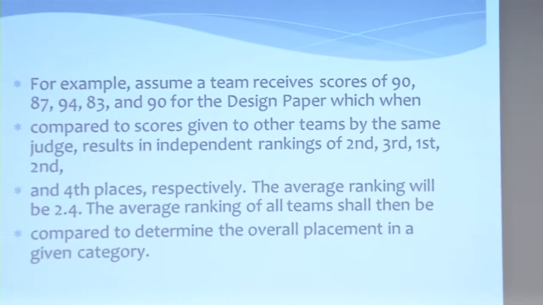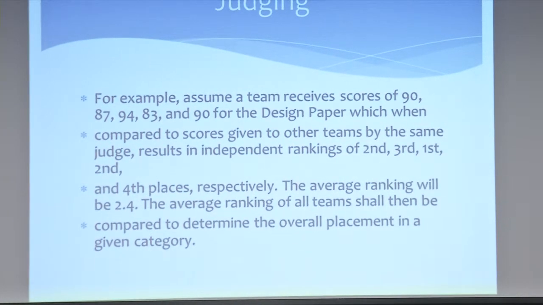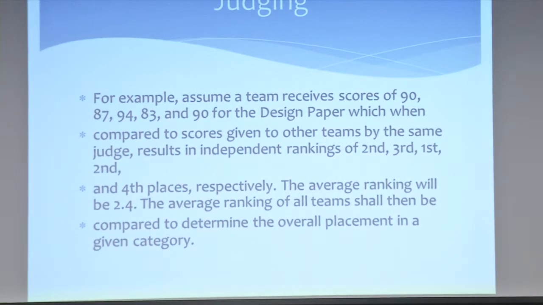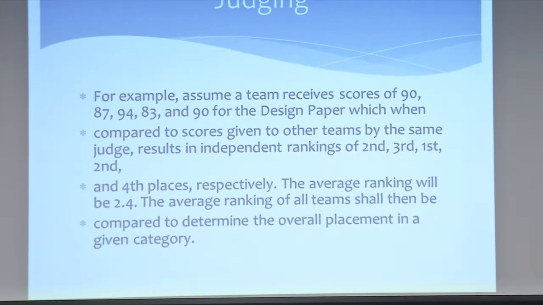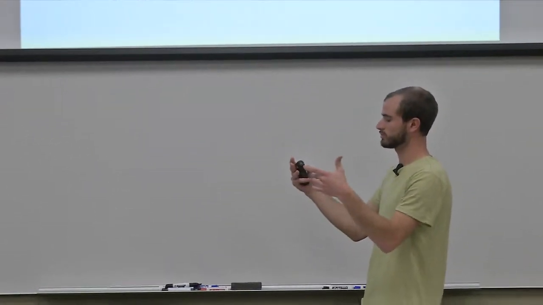So let's assume that there were 5 different judges, and on the design paper, they had these 5 different scores. So 90, 87, 94, 83, and 90. Overall, those rankings produced 2nd, 3rd, 1st, and 2nd overall. Then they would take the average ranking. The main thing you want to notice was that the average ranking was kind of like the driving force that determined who got 1st and 2nd. And that average ranking was about 2.4. And then they would compare these to the overall of all 4 different components.